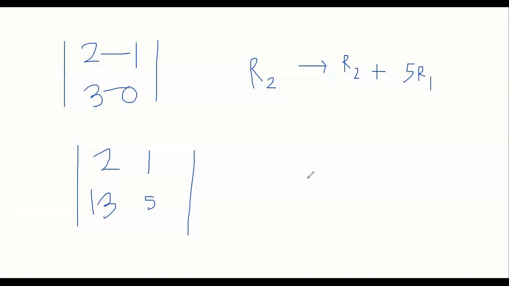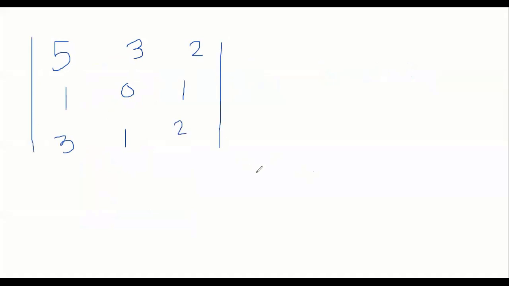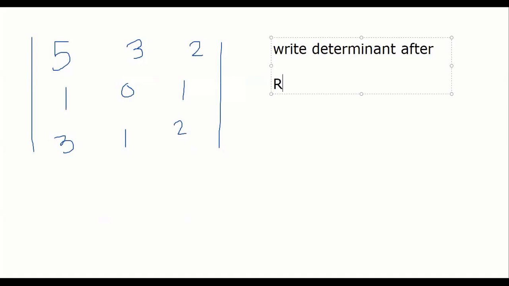Let's do one more question before we close today's class. 5 3 2, 1 0, 3. I'm just writing some random numbers. This is how I teach all my classes. You see, you can write anything and just try. That is some determinant. Now I am going to do two operations and you write the determinant after these operations.